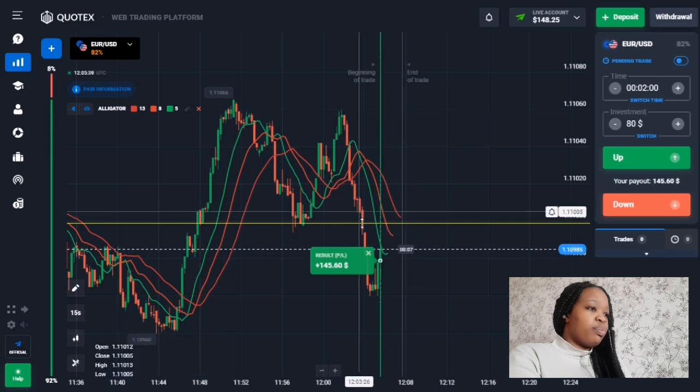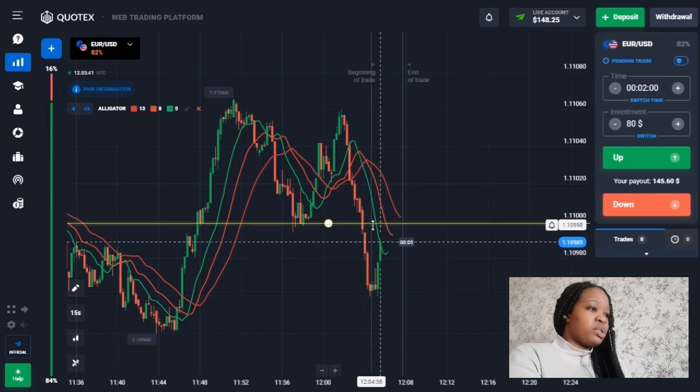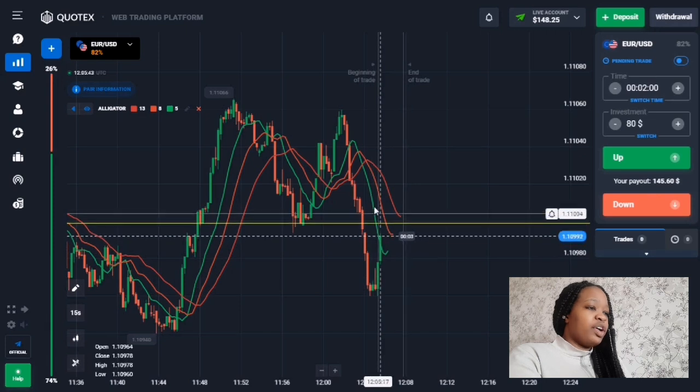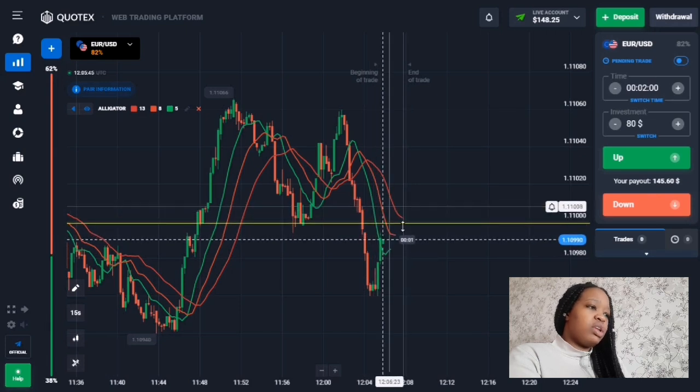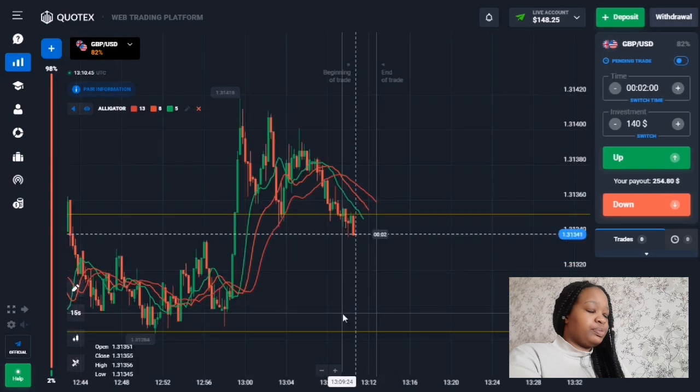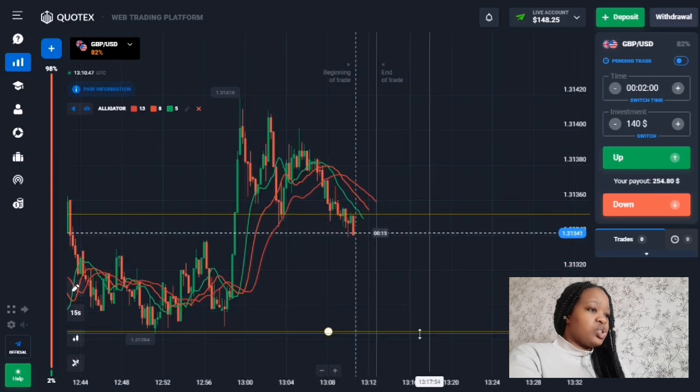Analyzing this trade, price trended down and there has been a breakout of the level. I've got my profit from this trade, so let me continue trading. So this is another situation.